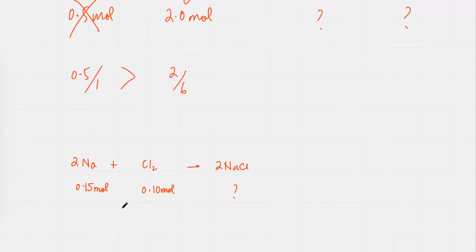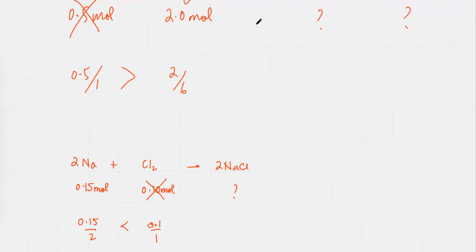Sir, Na is in excess. Na is not in excess. The shortcut is take 0.1. Oh yes sir, I got you. We divide by 2. Take 0.10 and divide by 1. So I think this comes out to be the bigger number. So you're not going to use these moles. Yeah.